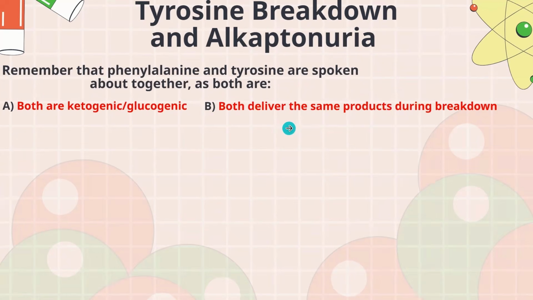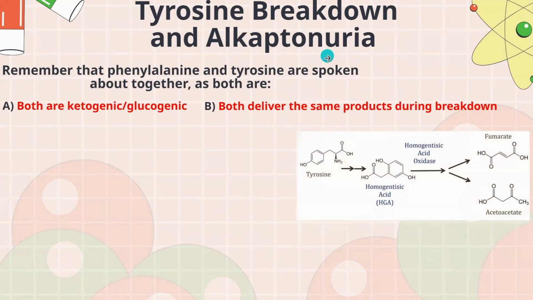Now let's talk about the breakdown. Tyrosine is going to form homogentisic acid, also called HGA. Homogentisic acid is then going to form fumarate and acetoacetate, through the enzyme homogentisic acid oxidase. I'm sorry about my mispronunciation.